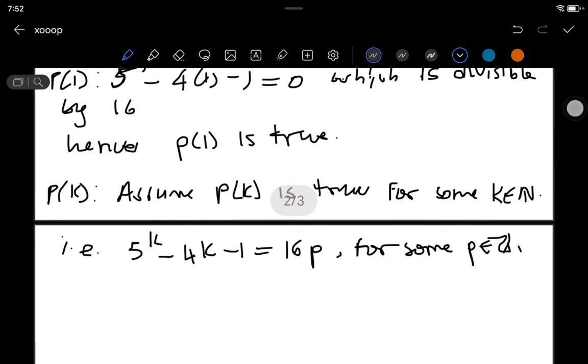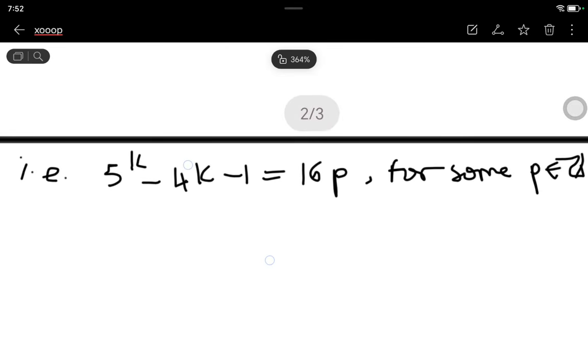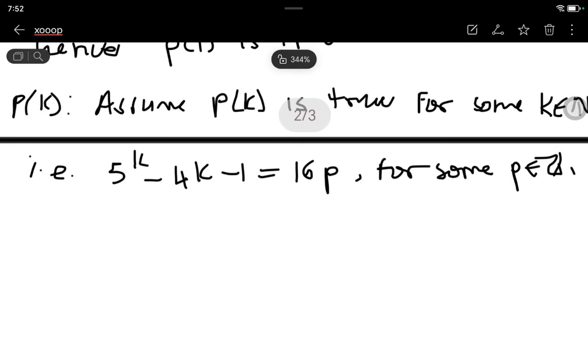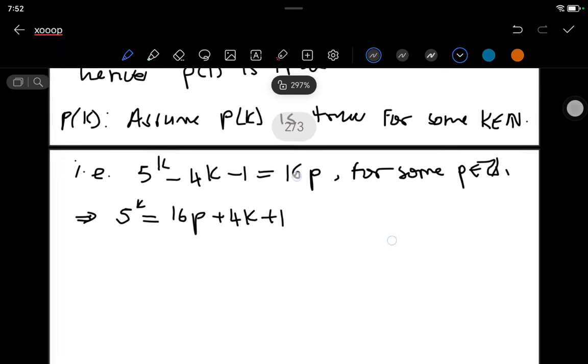Now, from here, we are going to make one thing subject of the formula. We can make 5 to the k the subject. As always, when you're working with these divisibility problems, you're always going to make one thing subject of the formula from the assumption. So this implies that 5 to the k is also 16p plus 4k plus 1. We just keep it like this.